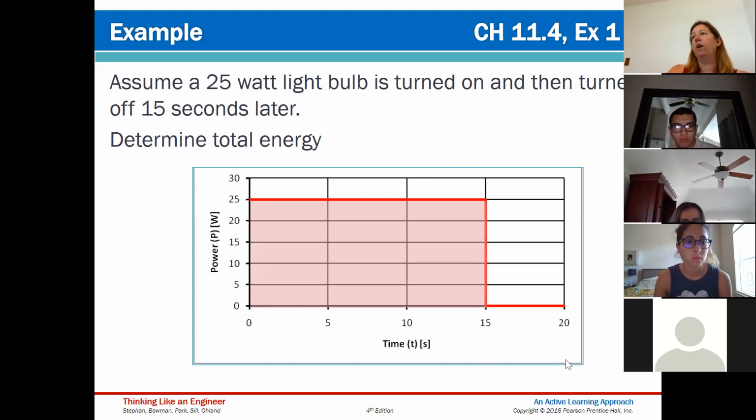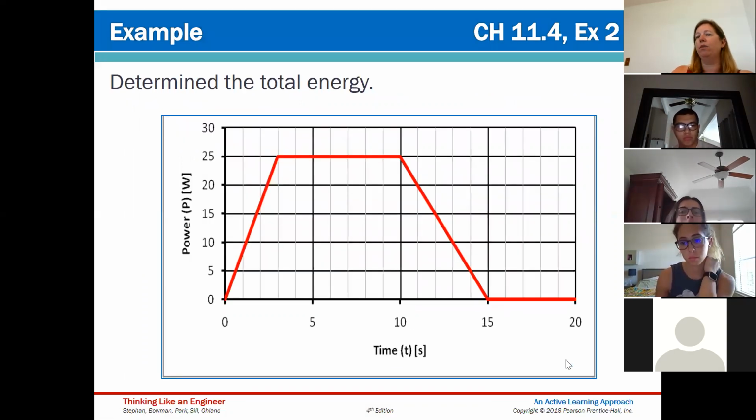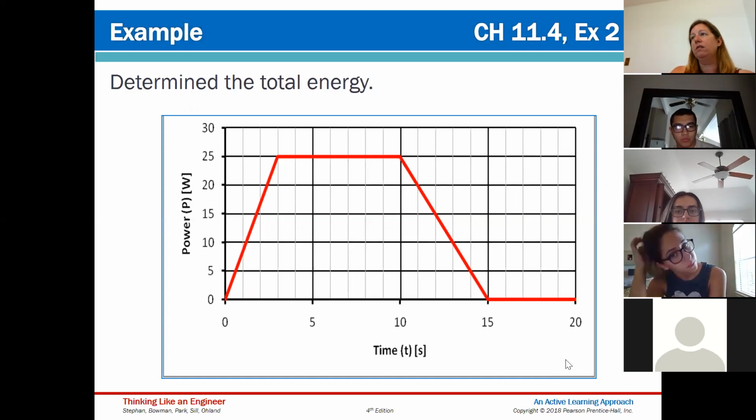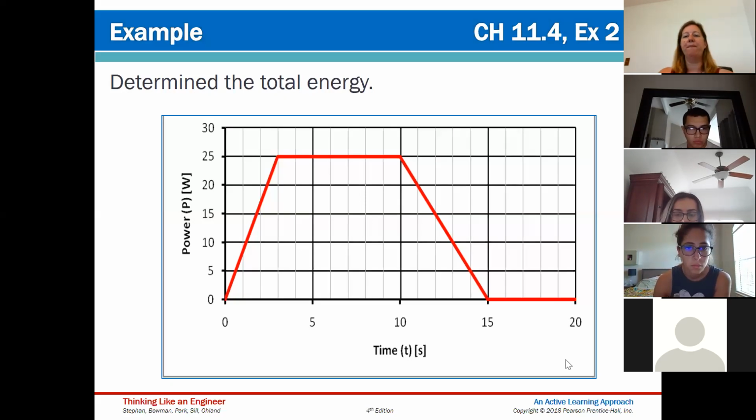So here we already did this one. Our 25 watt light bulb is turned on and turned off after 15 seconds. We know that that has an output of 375 joules. But now we've got a graph that has a linear slope up to about 3 seconds. It flat lines at 25 watts until 10 seconds, and then from 10 to 15 seconds it decreases linearly back down to 0. So what is the total energy from this graph? And how might we calculate that?